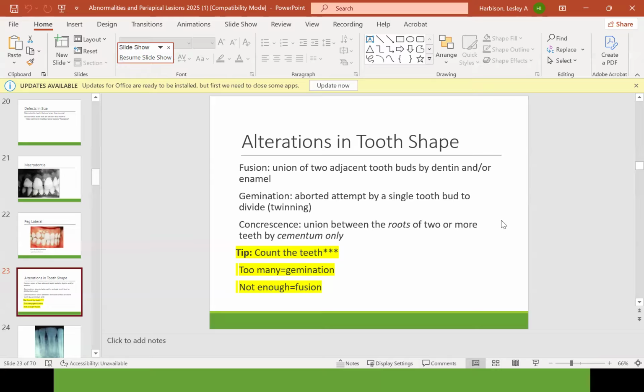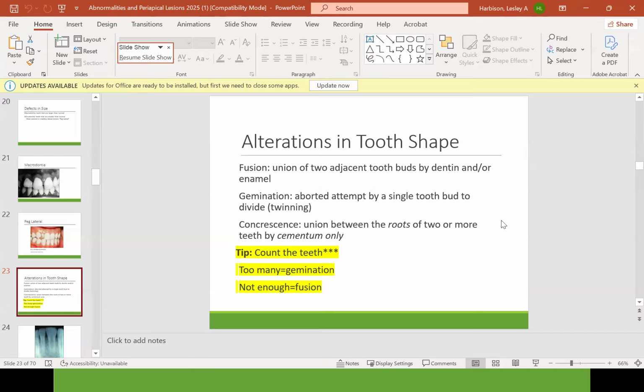Concrescence is another term, and that's the union of just the roots. So if two teeth are fused around the root surface, the cementum, that's concrescence. So you want to know the image, like what it looks like, and we'll come to those in a second, but you also want to know the definition or the terminology. So a tip for knowing the difference between fusion and gemination when you're looking at an X-ray or when you're looking clinically in somebody's mouth is to count the teeth.